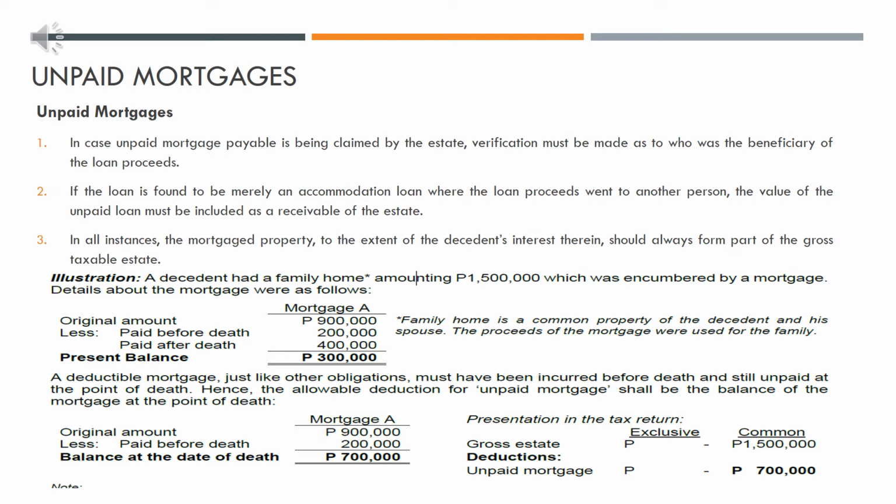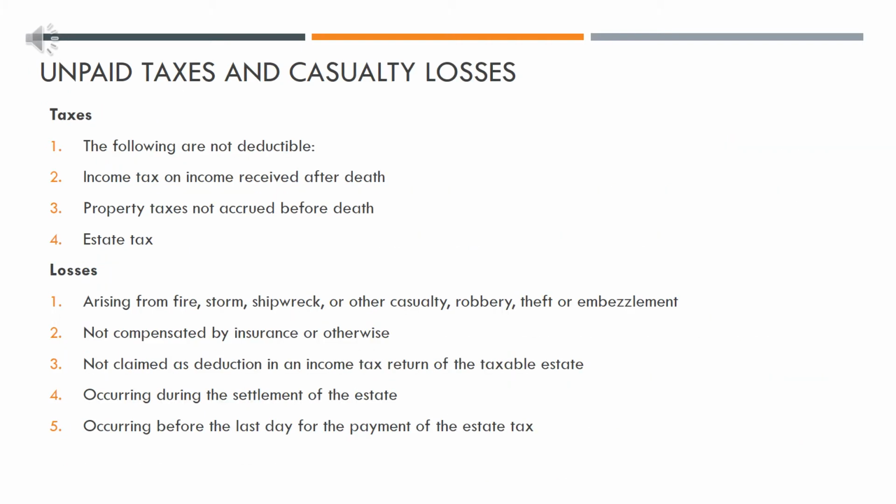So yung gross estate mo, naka-include doon yung family home which was mortgaged at a value of 1.5. And then yung deductions sa ordinary deduction section, ilalagay natin yung 700,000 na balance sa common property din, following the matching principle. So that's how we solve unpaid mortgages as part of the ordinary deductions in the gross estate of the decedent. Proceed, we have here unpaid taxes and casualty losses.